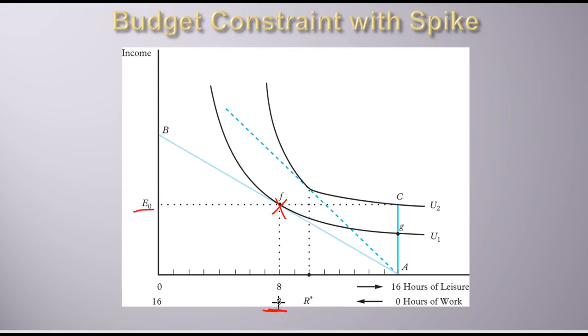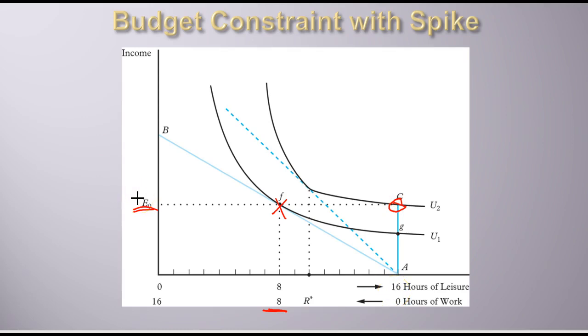Or sorry, at 8 hours, rather. So they would make E0 and work 8 hours. Now they get injured. If this disability insurance was the case, where they got full pay, they would still make this E0. So if they did not work, rather, they would be at this point right here, where they would have 16 hours of leisure and make E0.